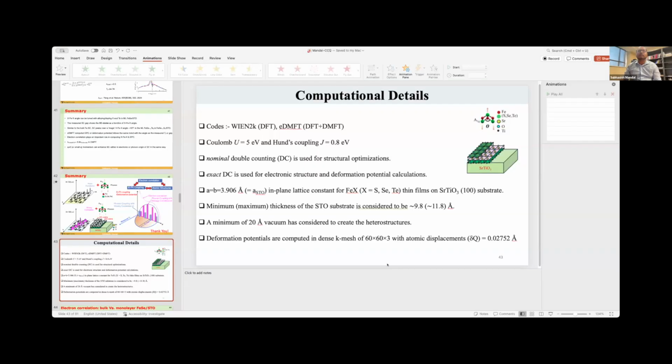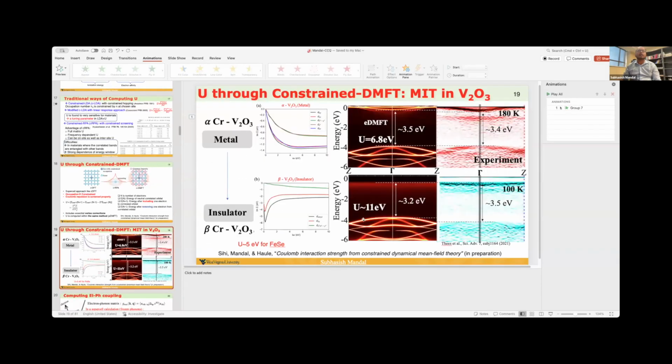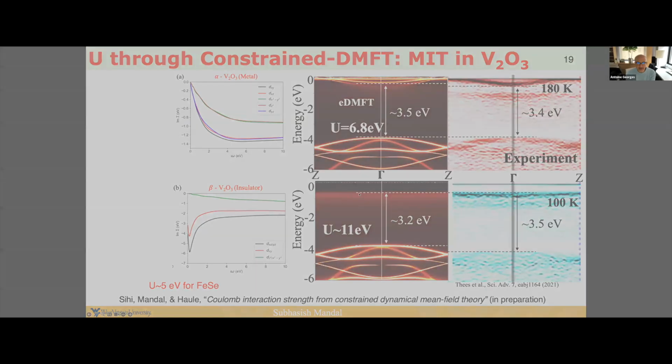Yes, Antoine? I have a question which is perhaps not completely relevant to the main message of the talk, but it's about the calculation of U from embedded DMFT. So the idea is to do a total energy calculation within, say, DFT plus DMFT, and then calculate the second derivative. And you showed values for V2O3. Can you show them again? Yes, sure.